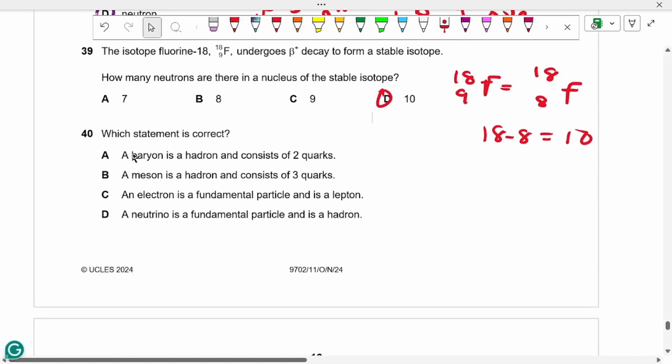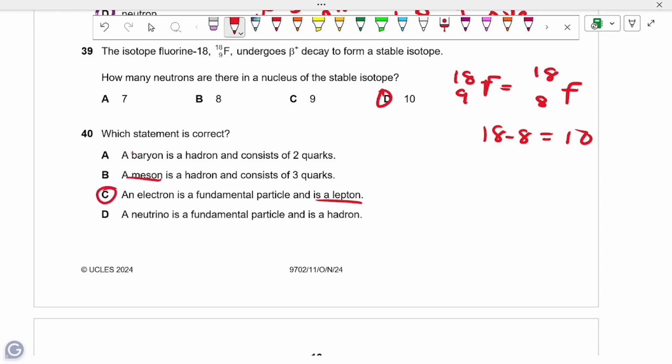Question 40, the last and very least. The last and definitely not the least, that is. Which statement is correct? A baryon is a hadron, that is correct, but it consists of 3 quarks, not 2. A meson consists of 2 quarks, not 3. An electron is a fundamental particle and is a lepton. Yes, that's correct, because an electron is not affected by the strong nuclear force. It's found outside of the nucleus. So it is fundamental, and it is a lepton.